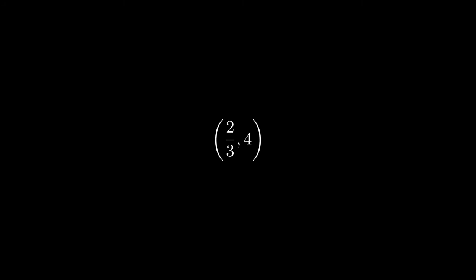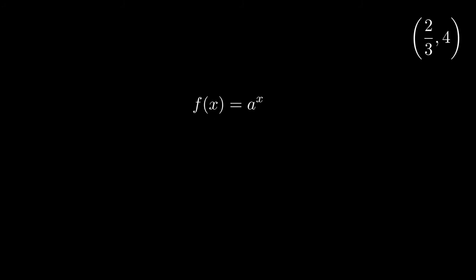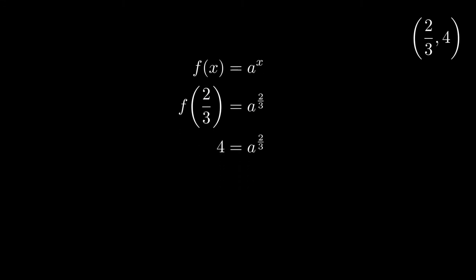Okay, so the point that we're given is there, (2/3, 4). There's the function. So we're just going to put 2/3 in for x. We know the answer, it's 4. Solve for a.